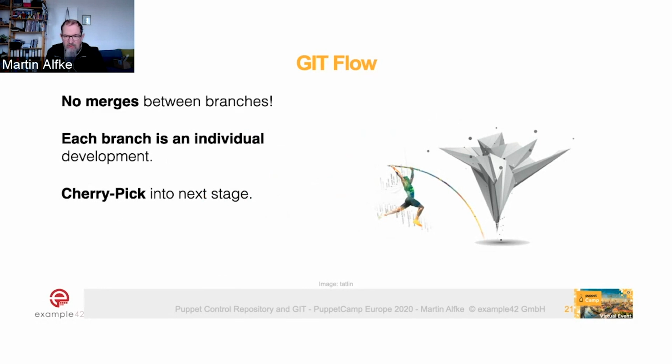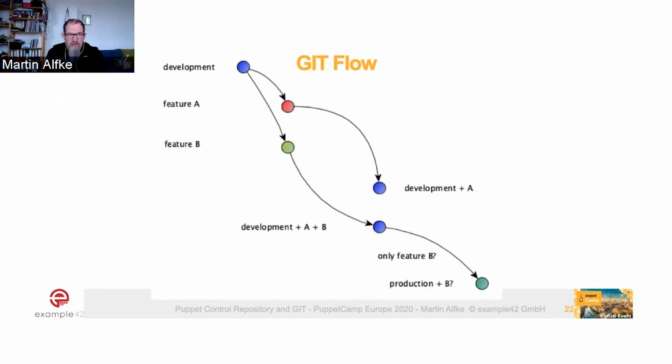So why no merges between branches? Well, super simple. We have the development branch. We develop a feature A and we merge it into development, and we have a feature B and we merge it into development. And now you only want to stage the feature B and not feature A and B into your next branch and your next stage. So hard to do. You have to know what you're doing. You can't do just purely merges.